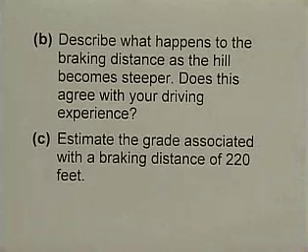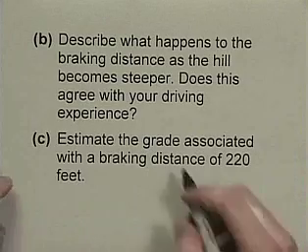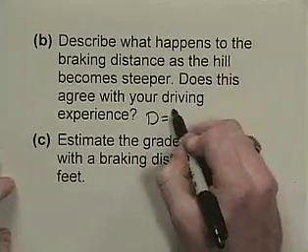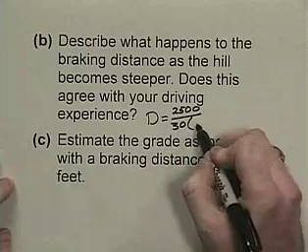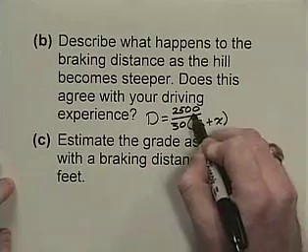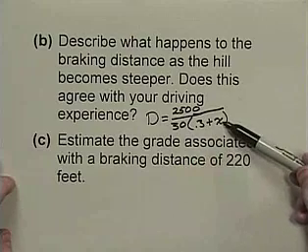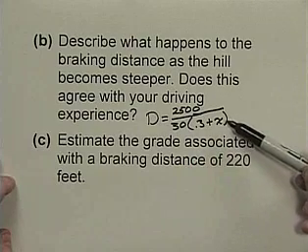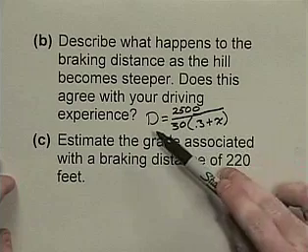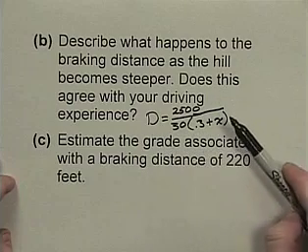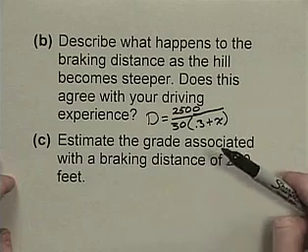Describe what happens to the braking distance as the hill becomes steeper. Does this agree with your driving experience? Well, remember, d is equal to 2,500 over 30 times 0.3 plus x. As x gets larger, so as the hill becomes steeper, the denominator increases. As the denominator increases, d drops. So the steeper the hill, the shorter time it takes to brake. So that makes sense. If the hill is steeper going up the climb, it takes less distance to stop.